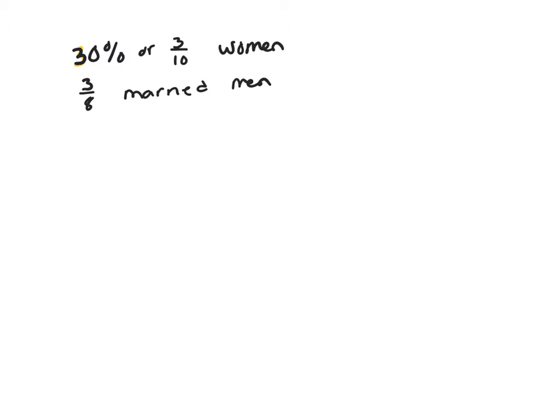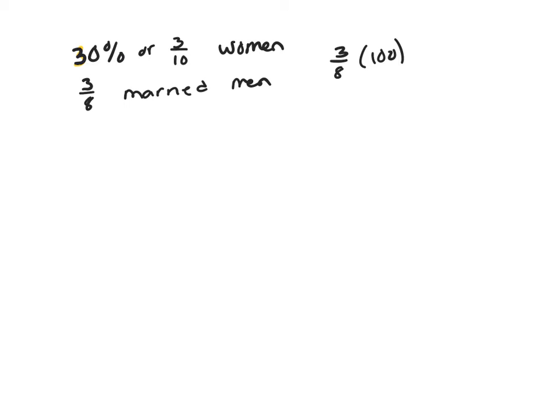We're trying to figure out which of the following statements concerning the membership must be true. Well, this is one of those problems where you need to come up with a total number of people, and normally I do 100, but I'm not going to do 100 this time, and I'll show you why. It's because if I multiplied 3/8 by 100, it's not going to be a whole number. My math's not going to be easy.